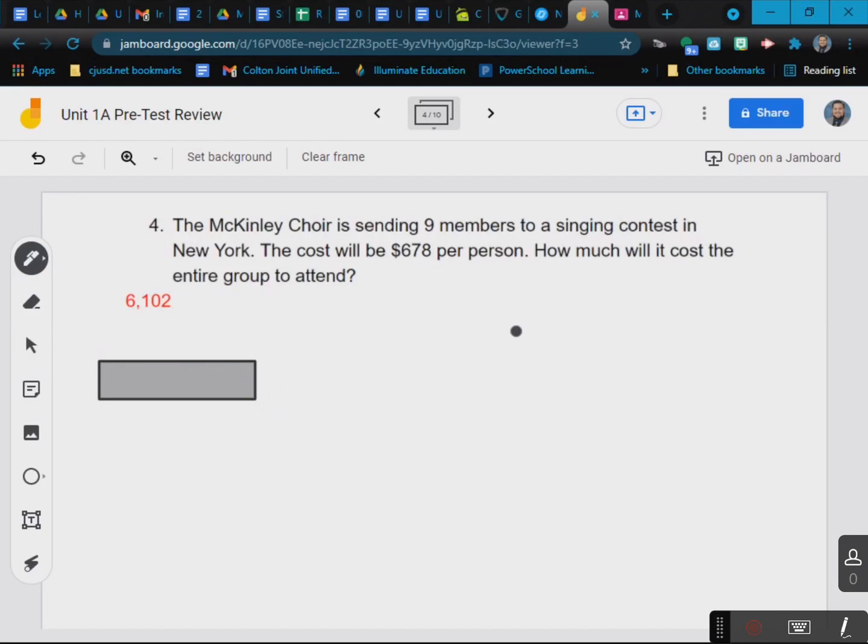Okay? Number 4, the McKinley Choir is sending 9 members to a singing contest. It's going to be 678 per person. So you're taking 678 and you're multiplying that times 9. Because there's 9 people, 678 each. So 9 times 8 is 72. 9 times 7 is 63, plus 7 is 70. 9 times 6 is 54, plus 7 is 61. So it's 6,102. You gotta know your multiplication facts, or this is going to prove to be difficult, you guys. So make sure if you don't know them, 1 through 12, you need to practice them. And fortunately, we are making some good progress in that.